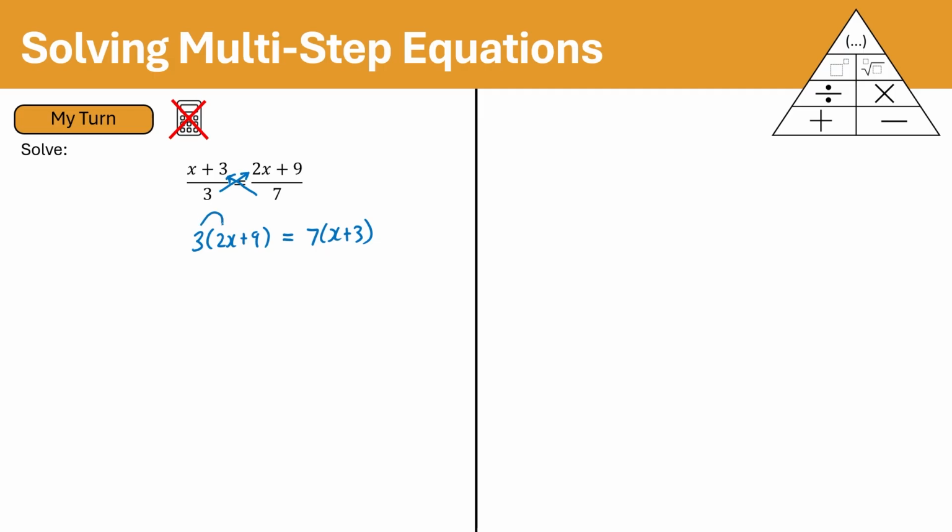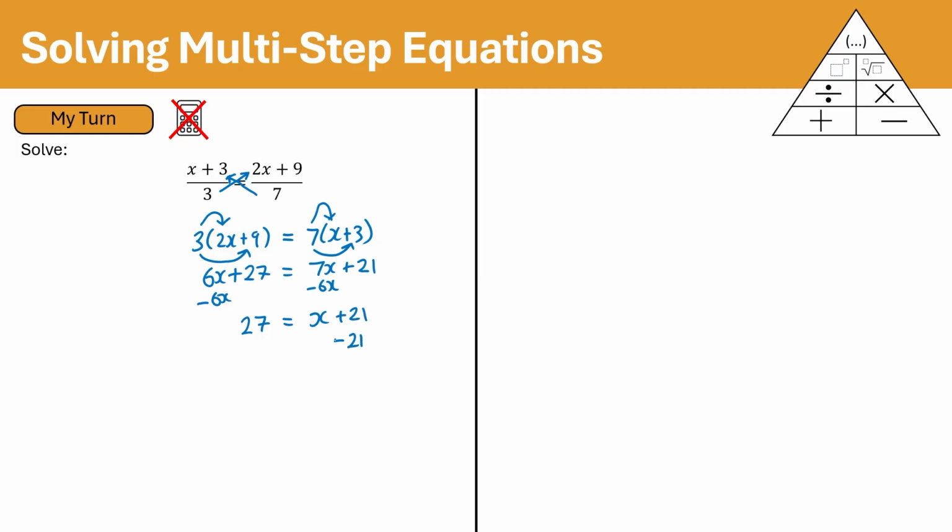I'll then expand out my brackets, so I'll do 3 multiplied by 2x to give me 6x, and I'll do 3 multiplied by 9 to give me positive 27, and then I'll do 7 multiplied by x to give me 7x, and 7 multiplied by 3 to give me 21. I then want to collect all of my x terms to one side and all of my numbers to the other. I think I'm going to get all my x terms on the right-hand side because there are more of them over here. I'll subtract 6x from both sides. That leaves me with 27 on the left-hand side, and it leaves me with, well, 7x subtract 6x is just x, and I've still got my 21.